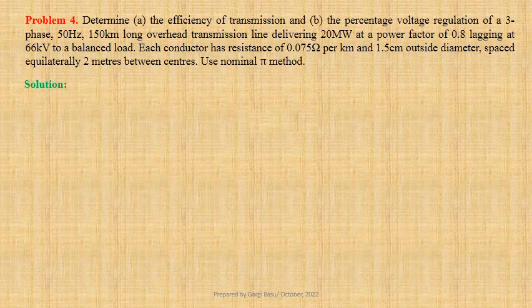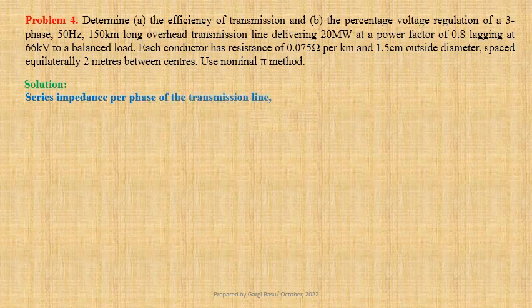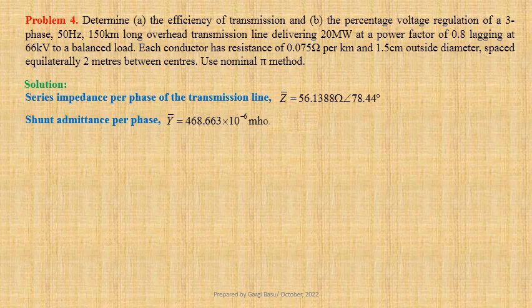We have obtained series impedance per phase of the transmission line Z equals 56.1388 ohm at an angle 78.44 degree and shunt admittance per phase Y equals 468.663 into 10 to the power minus 6 mho at an angle 90 degree. Now we shall calculate Y into Z.